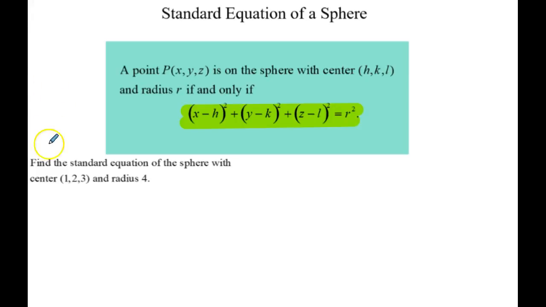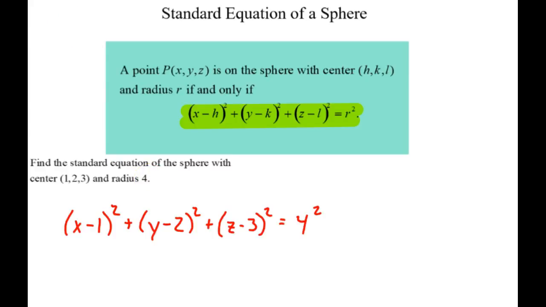The last example, we want to find the standard equation of a sphere with the center at the ordered triple (1, 2, 3) and a radius of 4. So all we have to do is plug these values for h, k, l, and r into the formula. Thus, the equation for this sphere ends up being x minus 1 squared plus y minus 2 squared plus z minus 3 squared equal to 4 squared.